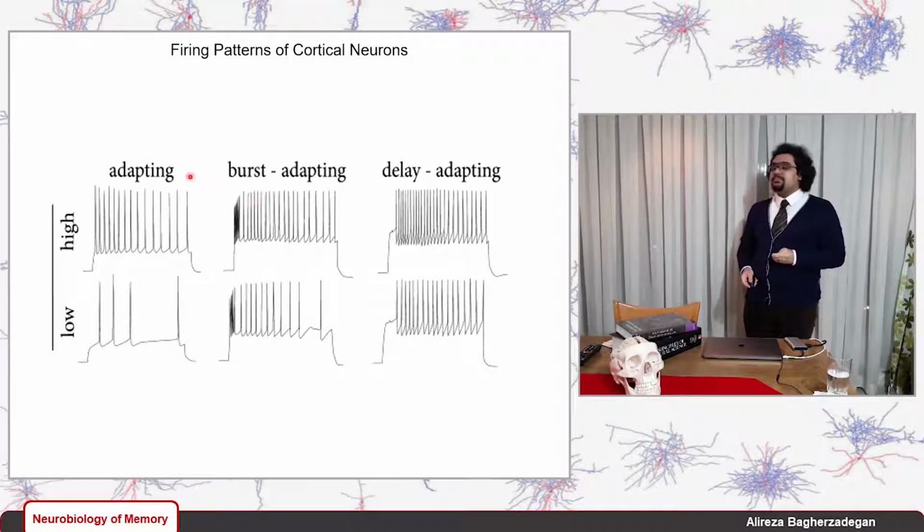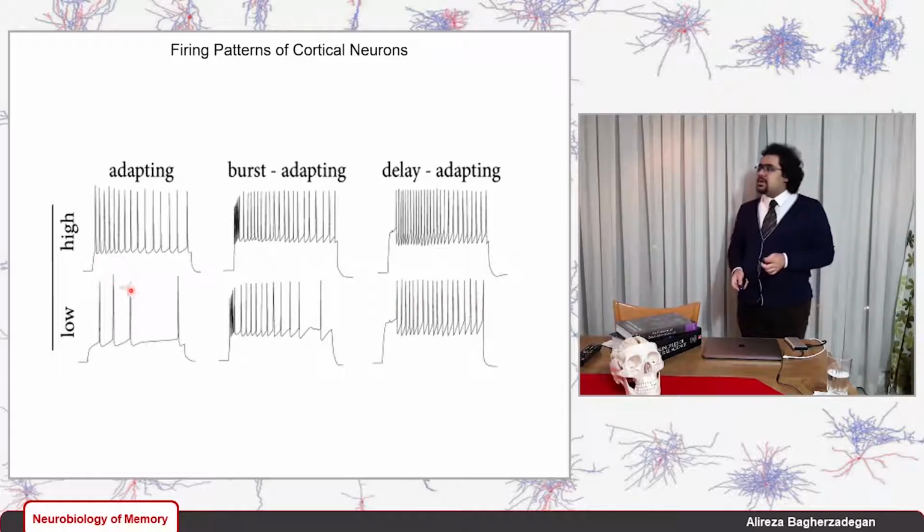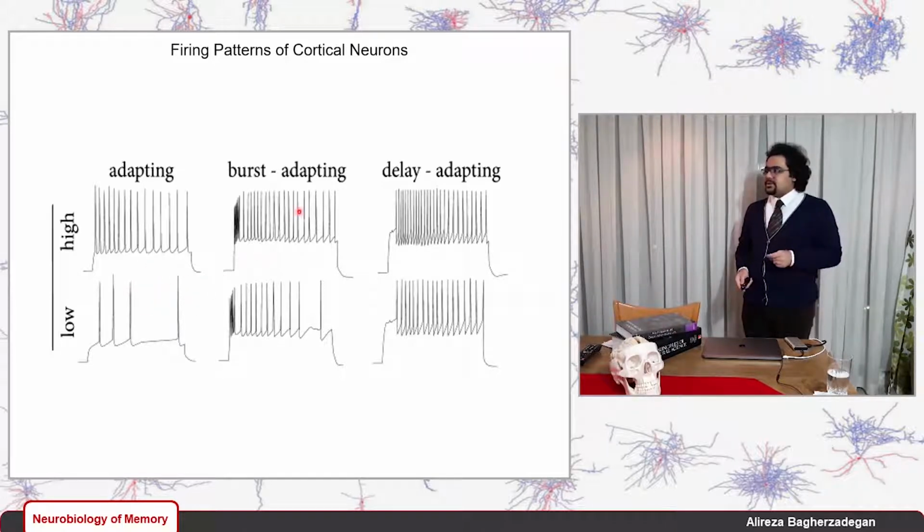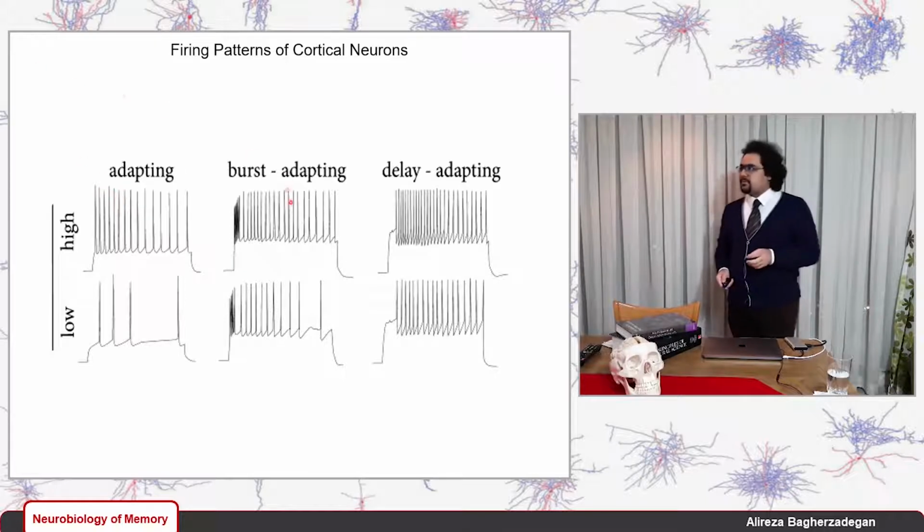Then we can have burst adapting. Like burst tonic, we first have a burst of action potentials and then adaptation at the end. And then we have delay adapting. We have a delay at the beginning and then regular firing, but at the end we have adaptation. Adaptation is all about that longer inter-spike interval toward the end of the firing of a neuron.